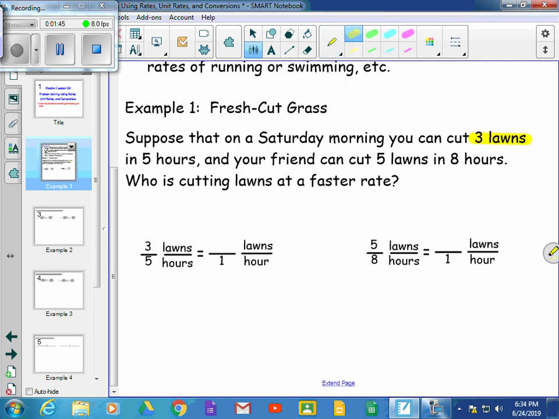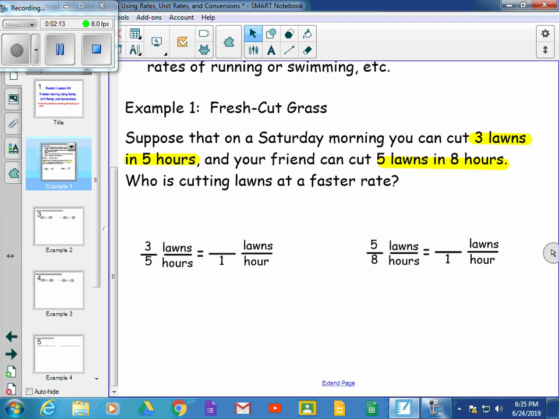Your rate is 3 lawns in 5 hours. You can cut 3 lawns for every 5 hours. And your friend can cut 5 lawns in 8 hours. Now, the way those rates stand right now, we cannot compare them. We cannot use those rates to decide who's faster, because you and your friend are cutting different amounts of lawns, and you're cutting for different time periods as well, different amounts of hours.